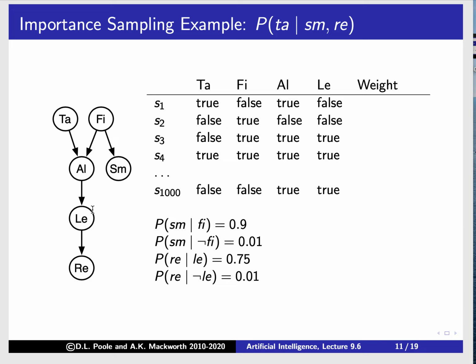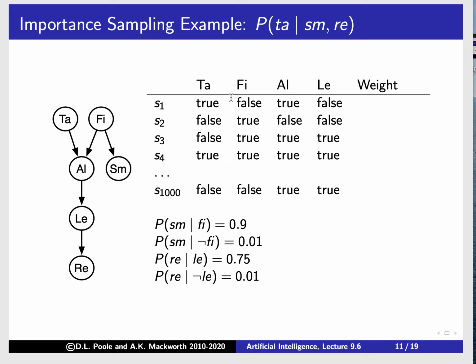We're going to sample all of those. So we're not going to sample smoke and report because they are observed. We're going to sample all of the others. We're going to do it in order again, in the order in which we've done it, because now we always have the parents. We can always sample from the distribution given the parents.